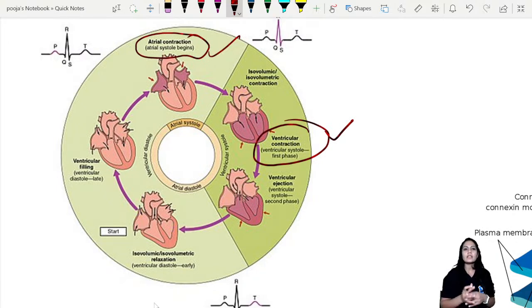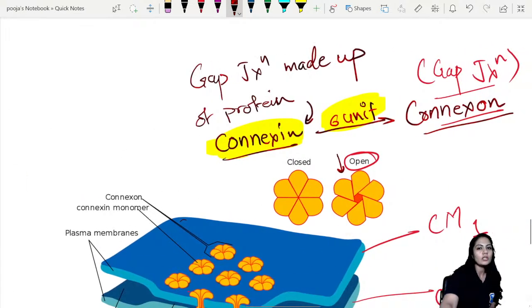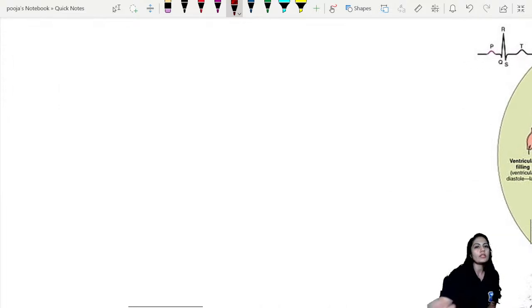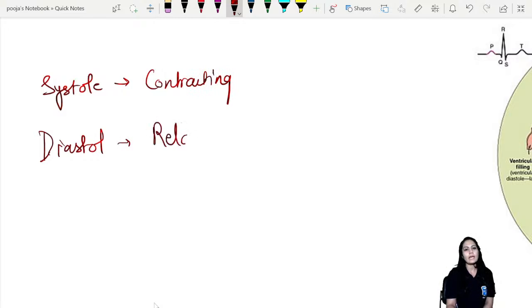Okay, now there is a terminology for that. Whenever something is contracting in the heart, either atria or ventricle, we use the term systole, right? And whenever anything is relaxing, we use the term diastole. So there are two terms, write that down: systole or diastole. Systole means something is contracting, diastole means something is relaxing.